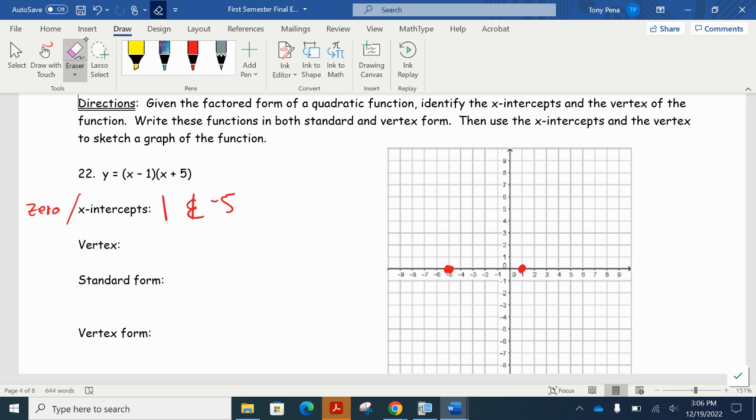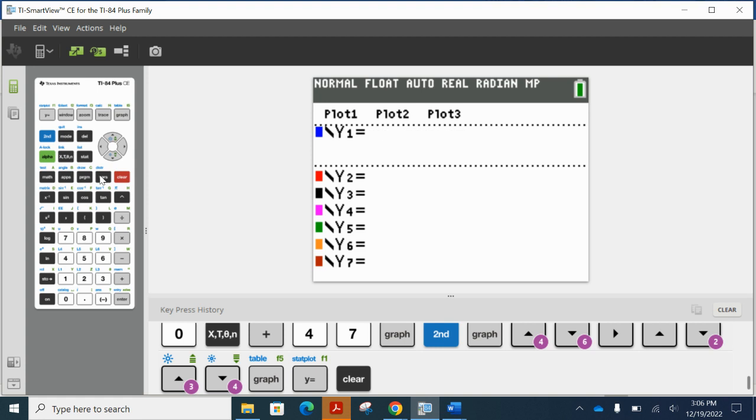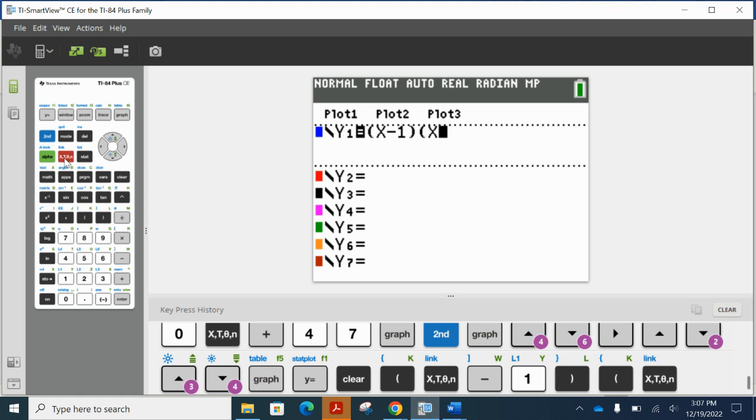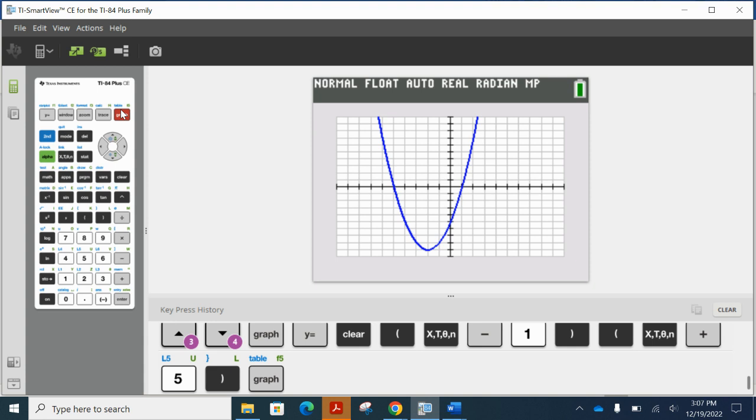Vertex, the way this is currently written, is hard to find. Again, I'll show you a cheat here. Let's go ahead and graph this, and then I'll show you how we can do it if you don't have the calculator. But we could just graph this as x minus 1 times x plus 5. So that's what our graph's going to look like. We can now find our vertex a couple different ways. Just look at the graph. This is a negative. Here's our vertex right here. The x-coordinate is -2. The y-coordinate is 1, 2, 3, 4, 5, 6, 7, 8, 9. So -2, -9 is our vertex.